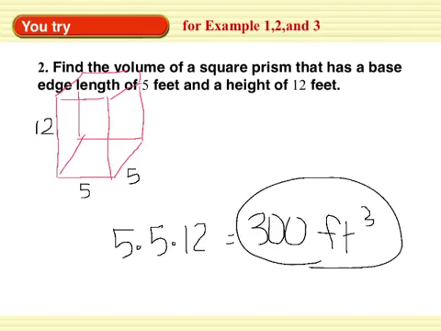5 times 5 times 12, so the area of the square is 5 times 5, or 25. 25 times 12 is 300.